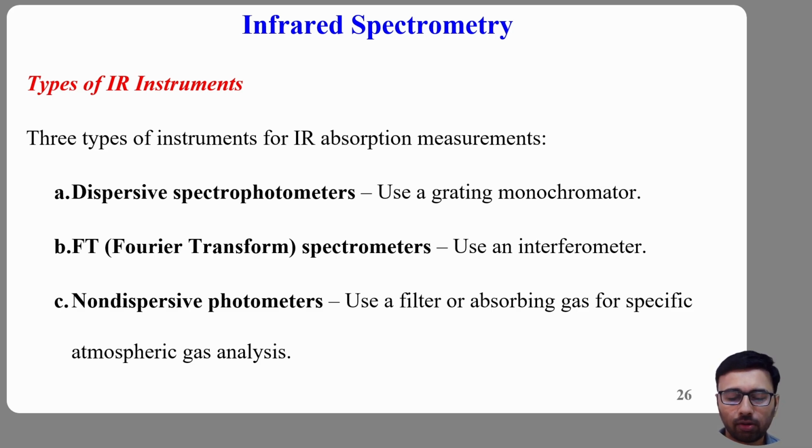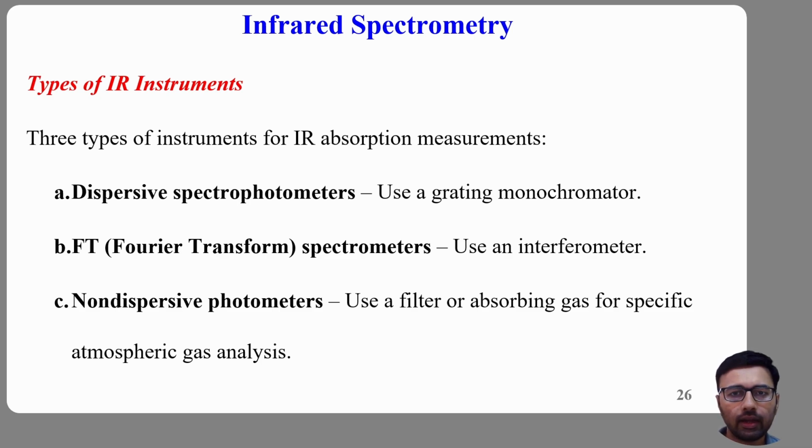Historically, infrared spectroscopy developed through several generations of instruments. Broadly speaking, there are three major types of IR instruments. Let us briefly examine each. First are dispersive spectrometers. The earliest widely used instruments were called dispersive spectrophotometers. These instruments use a monochromator, usually containing a prism or diffraction grating. The purpose of the monochromator is to physically separate infrared radiation into individual wavelengths. The instrument scans through the spectrum one wavelength at a time.